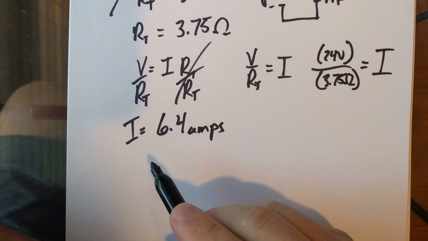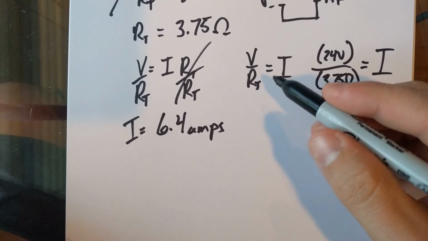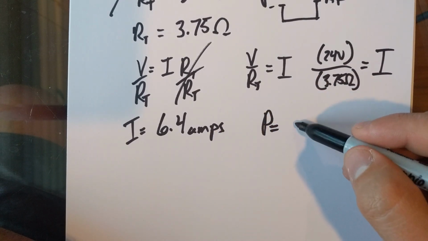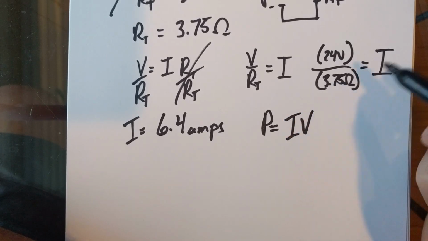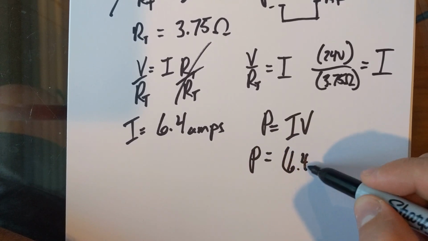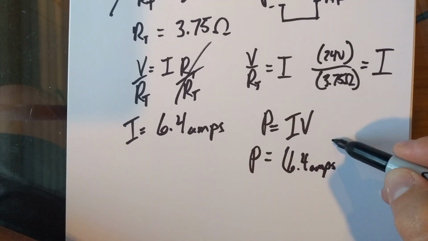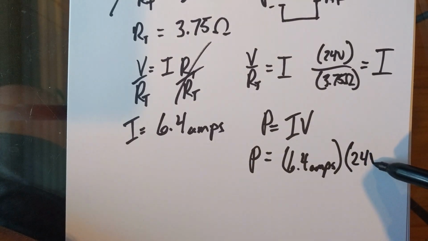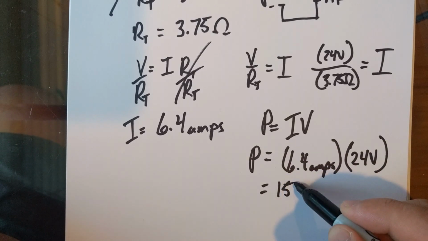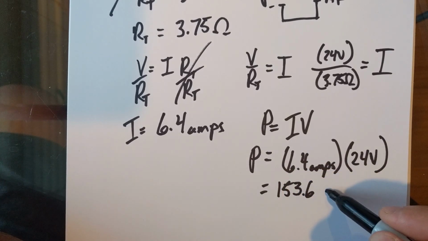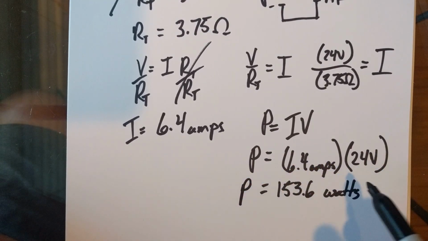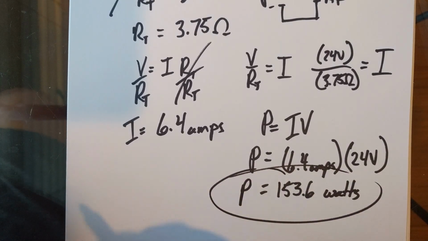Now, we didn't actually have to do that, and I'll show you here in a minute why. But now that we have that, power is equal to IV. So we can just put P is equal to 6.4 amps times 24 volts. And that's going to be equal to 153.6 watts. Okay? And that's your answer.